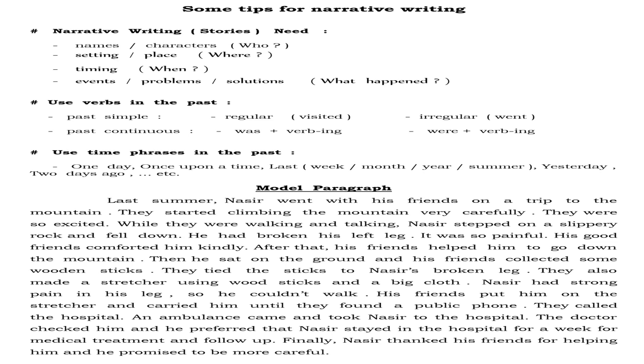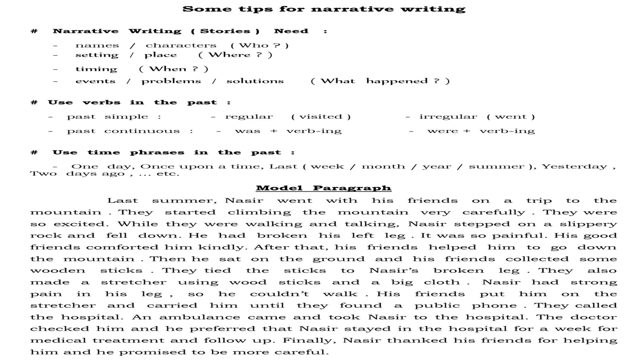Some tips for narrative writing. Also be careful about narrative writing. It means the narration. Narrative writing stories need names, characters, who; setting, place, where; timing, when; events, problems, solutions, what happened. Use verbs in the past.